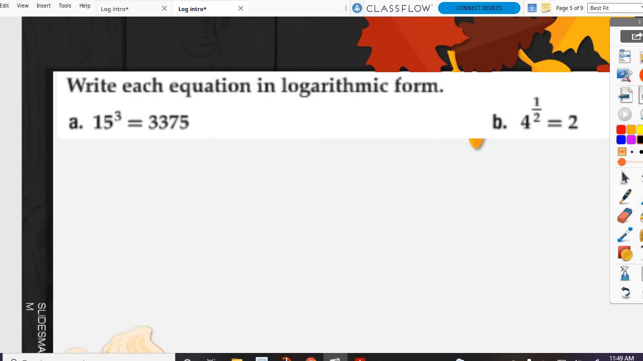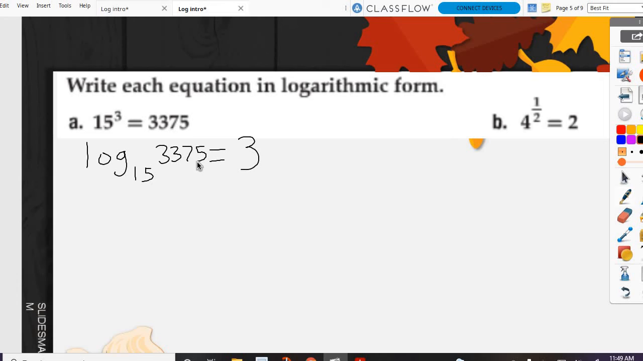Alright, we can also go the opposite direction. Notice this time we're in exponential form and they want us to write it in logarithmic form. The base of my exponent is going to be the base of our logarithm. And we said that logarithms equal exponents. So what is our exponent here? 3. And then 3,375 is going to go in the middle.